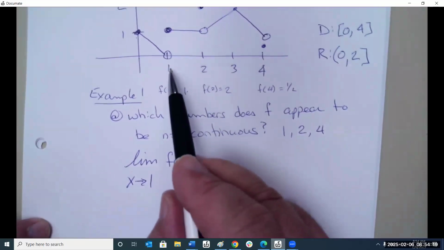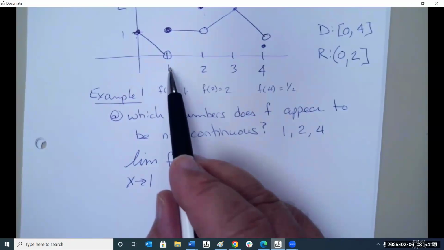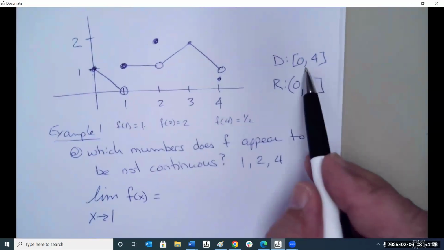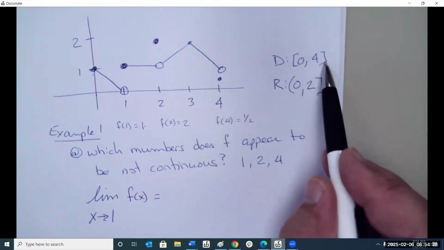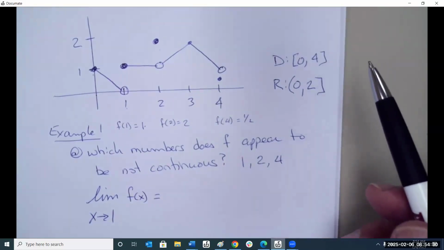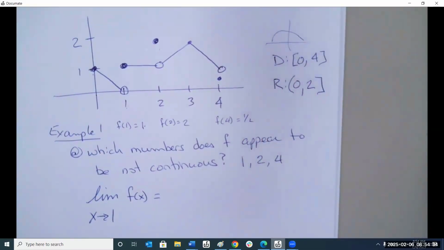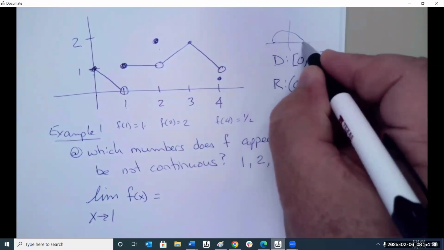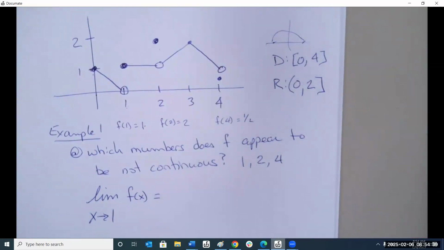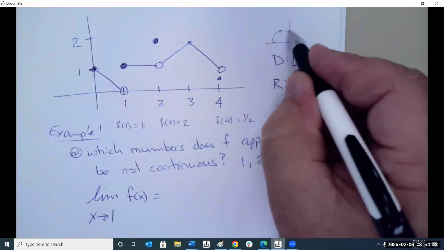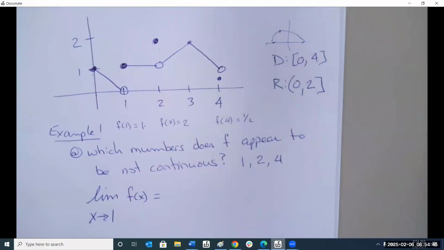First, is 1 an endpoint or an interior point? It's interior because it's inside the domain. Why do I ask that? Because we just learned, remember the half circle one? If it's an endpoint, what kind of limits can you take there? Only one-sided. If it's an interior point, you should be able to take both sides.